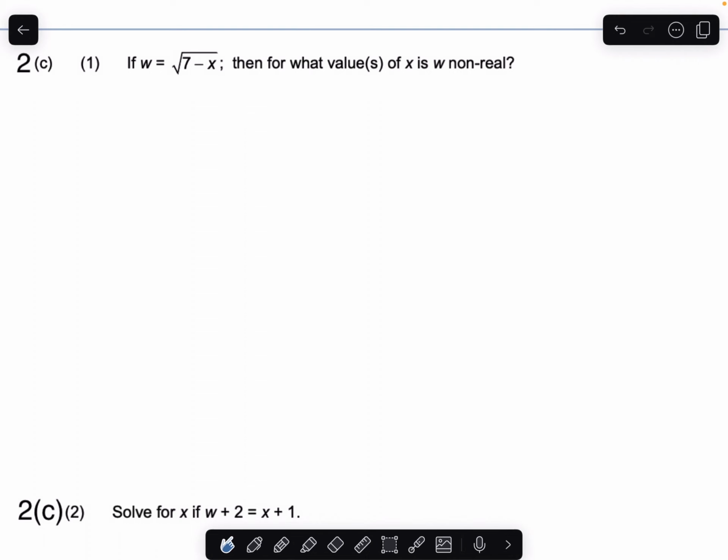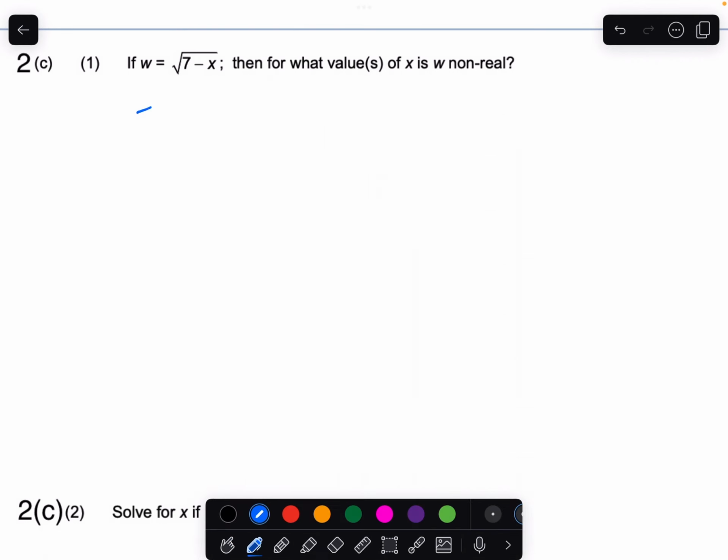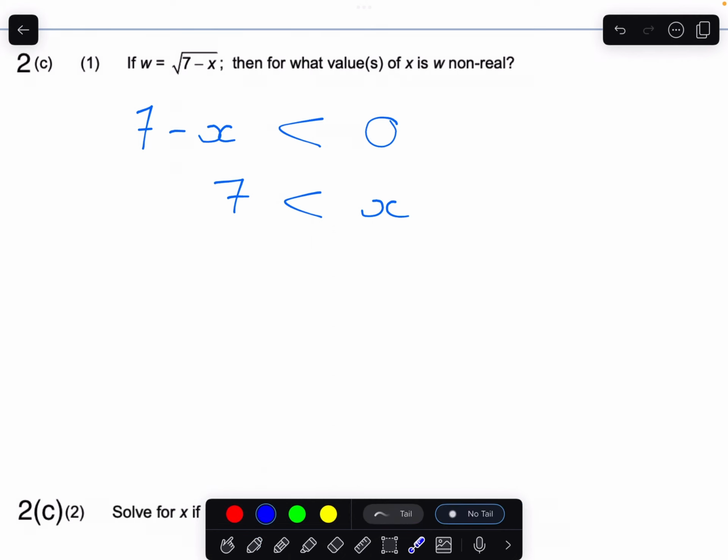Let's look at the first bit. If W is equal to the square root of 7 minus x, then for what values of x is W non-real? Okay, so it's non-real if we are square rooting a negative number. So in other words, if this 7 minus x expression is smaller than 0, then we would be square rooting a negative number. So then we'd end up with a non-real number. So if we then rearrange this inequality, essentially then if x is bigger than 7, then W will be non-real.